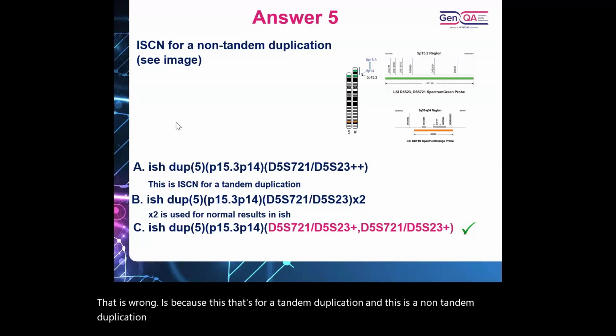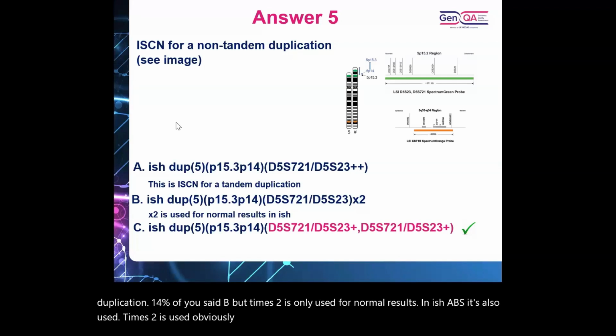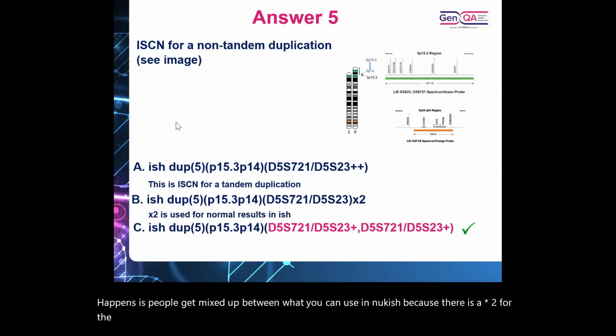14% of you said B, but ×2 is only used for normal results in ISH. Obviously, ×2 is also used in nuc ish, but this is sometimes where the confusion happens, is people get mixed up between what you can use in nuc ish, because there is a ×2 for the normal in metaphase ISH, but you can't use it for abnormals.